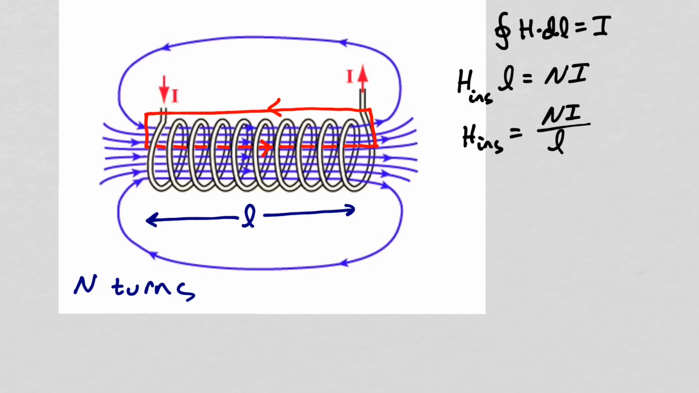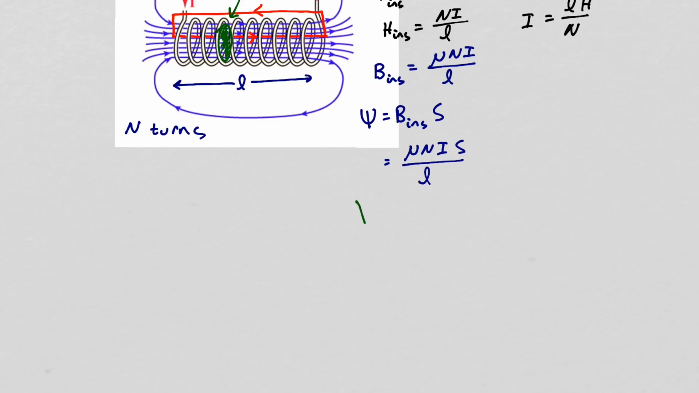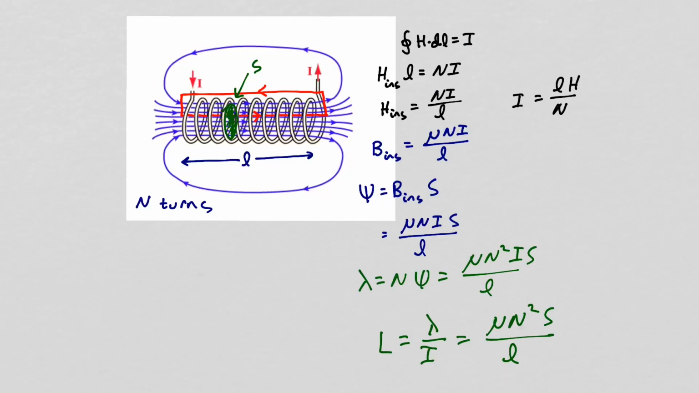So the magnetic flux density inside the coil is the permeability of the material inside the coil times H inside the coil, with a cross-sectional area of the coil being S. The magnetic flux inside the coil is the magnetic flux density times that cross-sectional area S, or with this substitution for B, it is mu N I S over L. The flux linkage lambda is just the number of turns N times the flux psi inside the coil, which becomes mu N squared I S over L. The inductance of our coil is the flux linkage over the current, or mu N squared S over L.